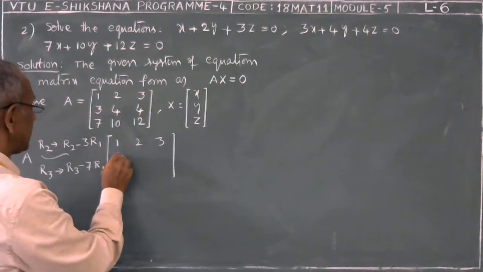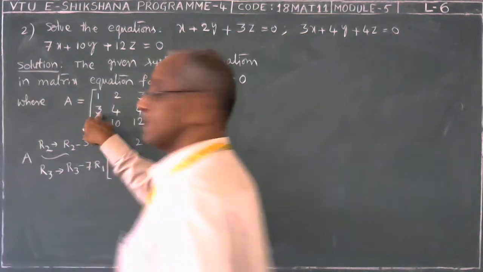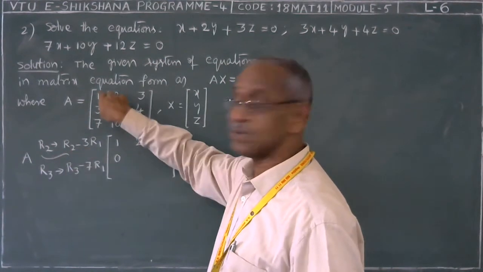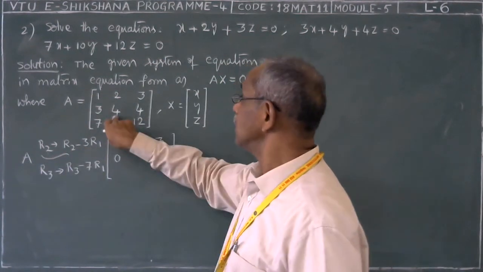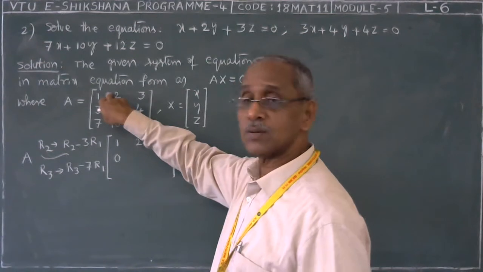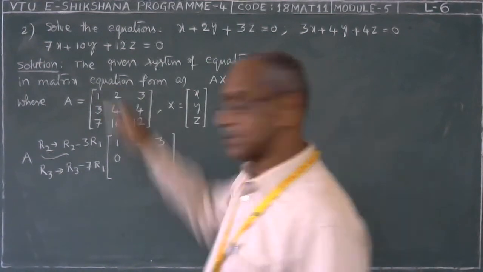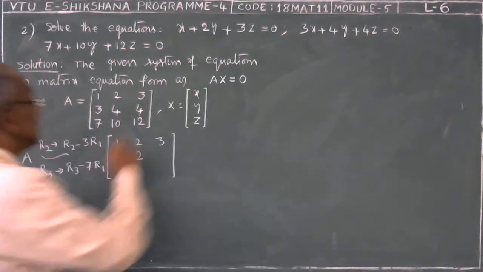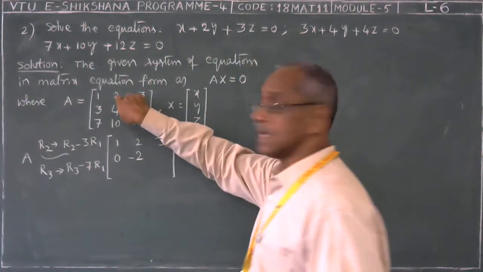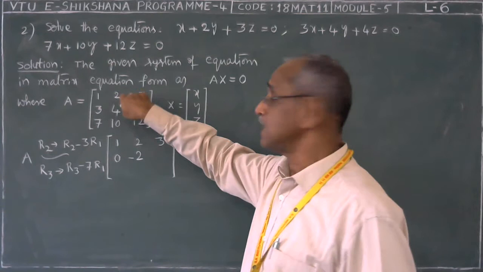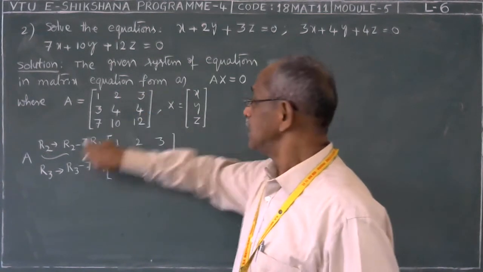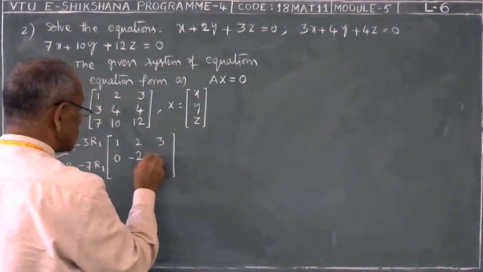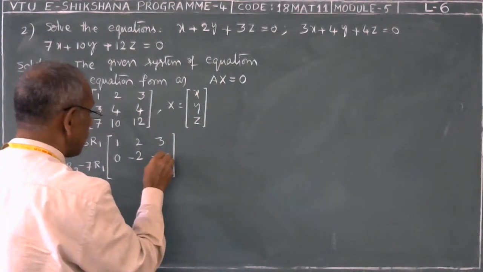Then 3 minus 3 is a very simple 3. I multiply this by 3: R2 minus 3 times R1. 3 minus 3 is 0. 4 minus 3 times 2, that is minus 6, so 4 minus 6 is minus 2. So this is minus 2. Then 4 minus 3 times 3, that is 4 minus 9, which is minus 5. So this is minus 5.